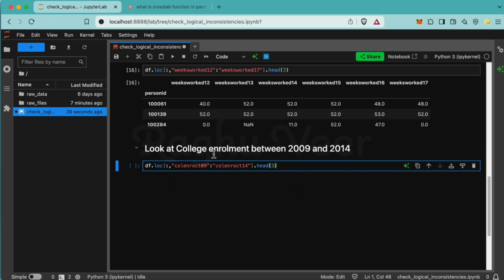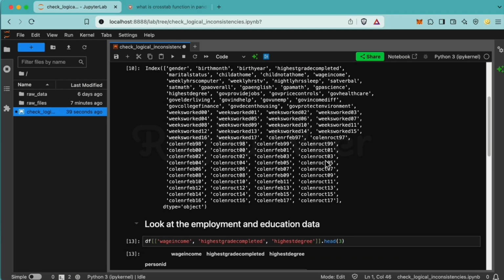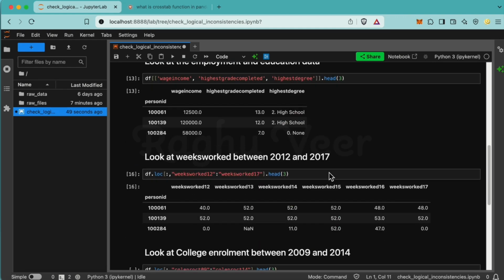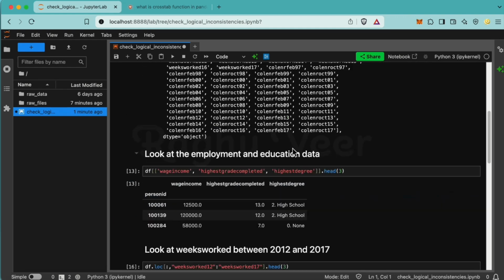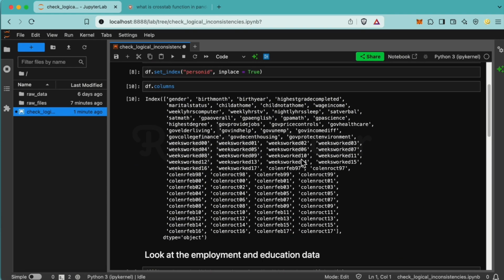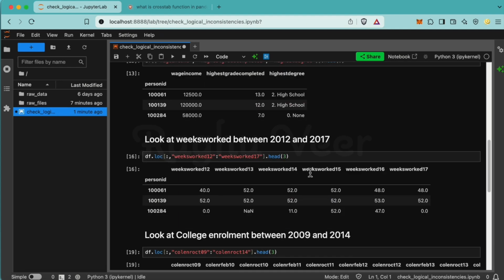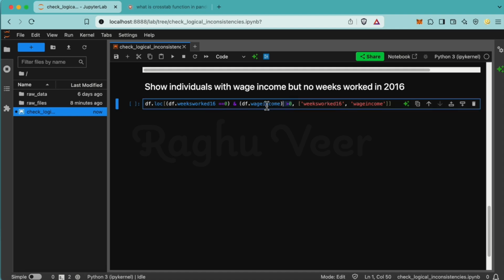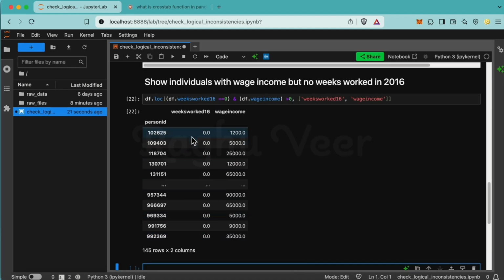Now I want to look at the college enrollment between 2009 and 2014. So this is what I need. This is the data. Now I want to check the inconsistency of people who have wage income but no weeks worked in 2016. So I'm filtering the rows by using this condition: weeks worked 16 is 0 and wage income is greater than 0, and selecting these two columns. So these are the people who have wage income but no weeks worked in the year 2016.